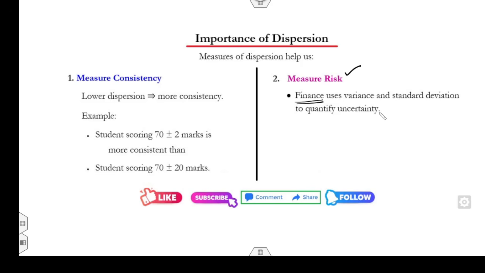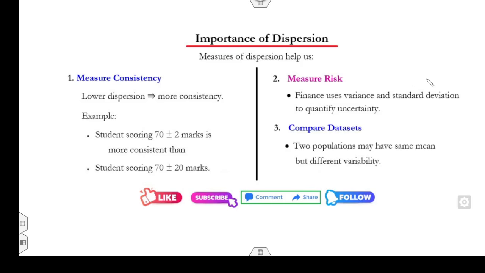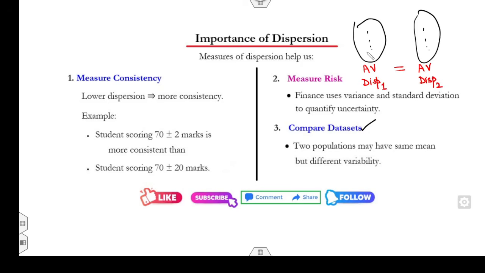Finance department, as I mentioned to you in the example of the funds. The finance department always uses the variance and the standard deviation to quantify the uncertainty. How can you compare two different data sets? If this is my first data set and this is my second data set, I can compare the average of the first set and the average of the second set. If the averages are the same, then we can compute the dispersion of the first set and the dispersion of the second set. Whichever set has less dispersion is more consistent as compared to the other set.